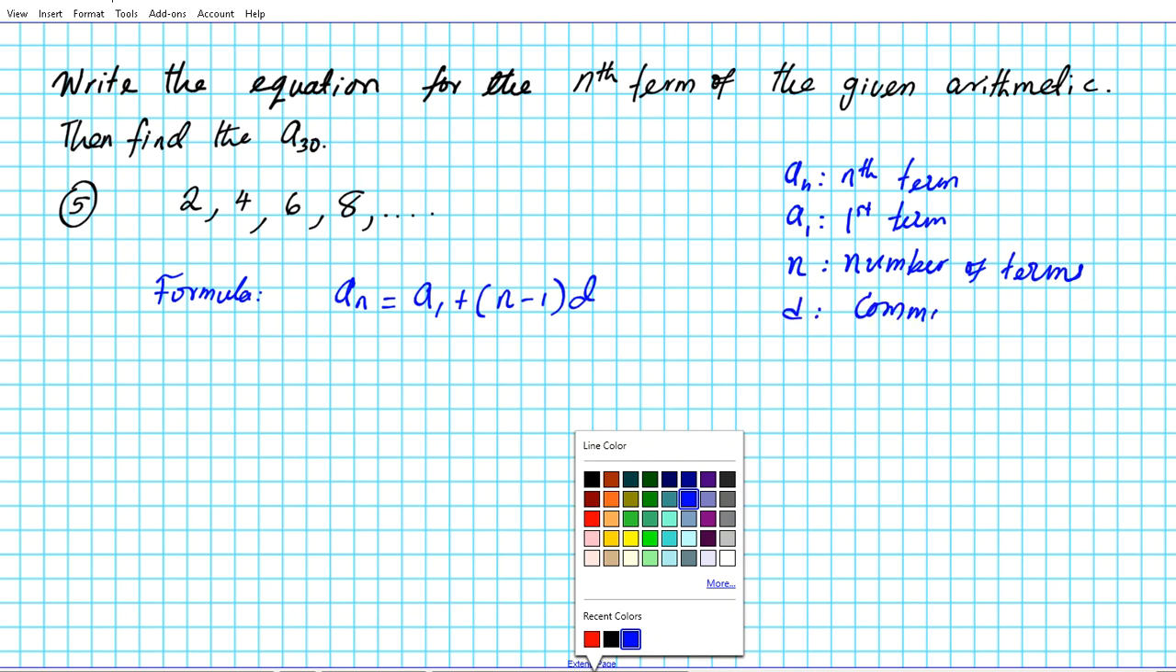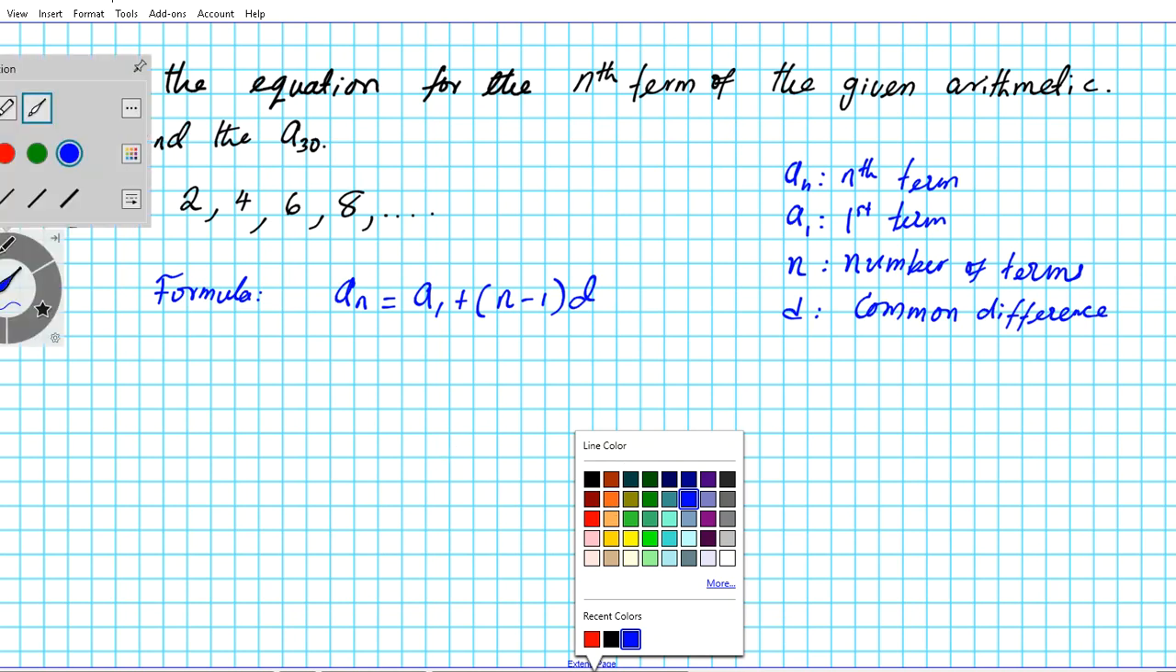Okay? Now, let us take a look at this situation that we have right here. Let's find out what the different components are. So, let's see.